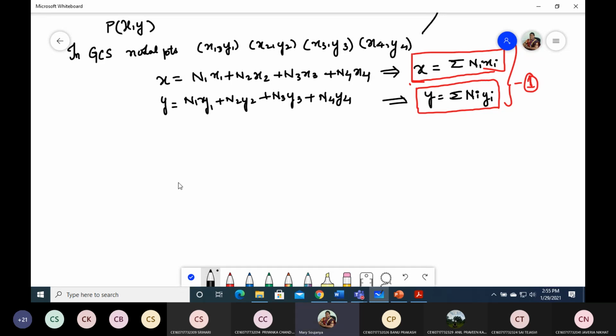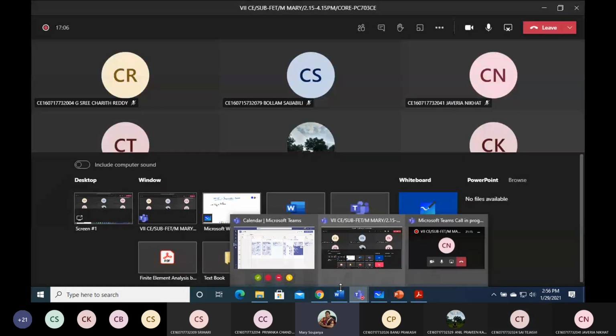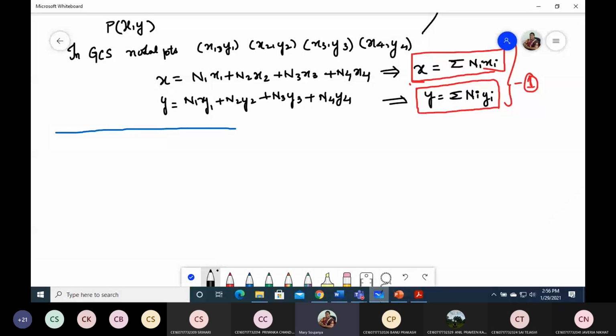Got the point? Any doubts until this point? Any doubt until this part, guys? No, ma'am. Is there any lag coming here? Because I'm getting your answer very late.